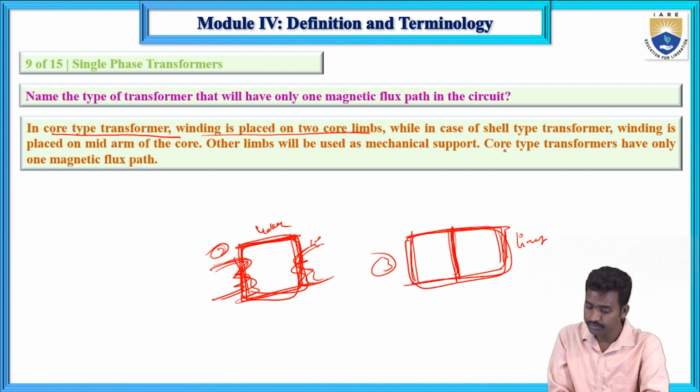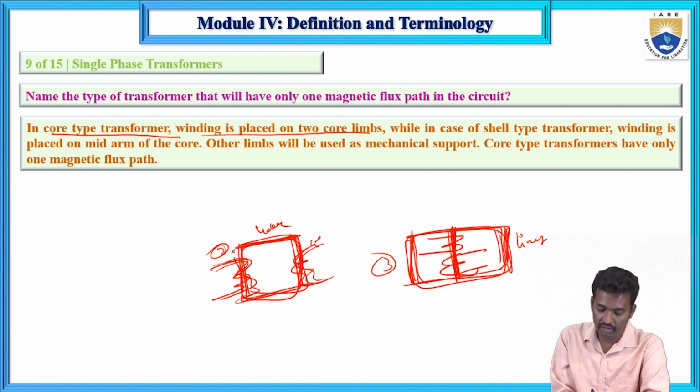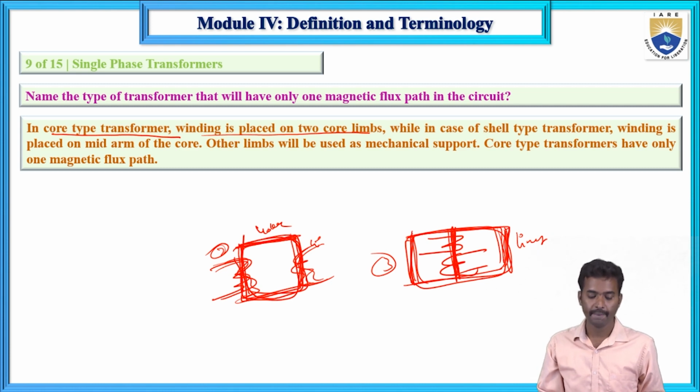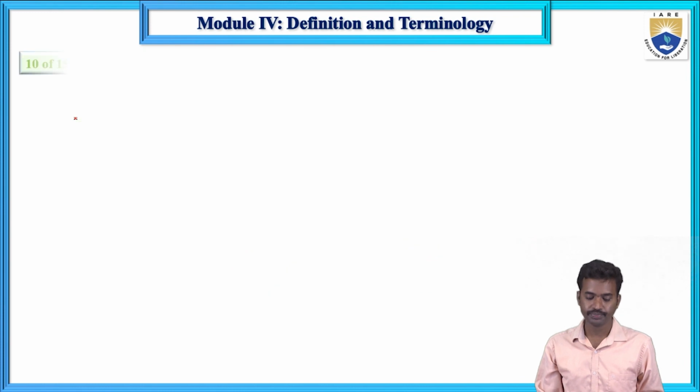Here the windings are placed in the middle limb only, and the other limbs will be used as mechanical support. And core type transformer has only one magnetic path. Flux flows in only one magnetic path. Here the core type is the best one.